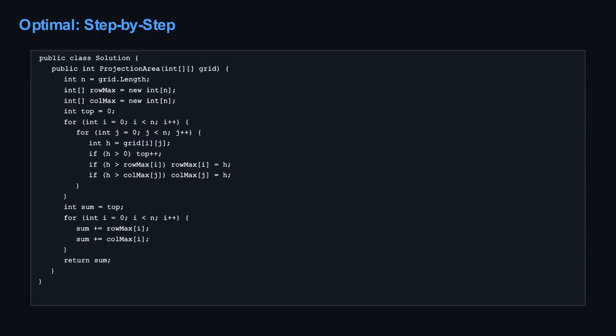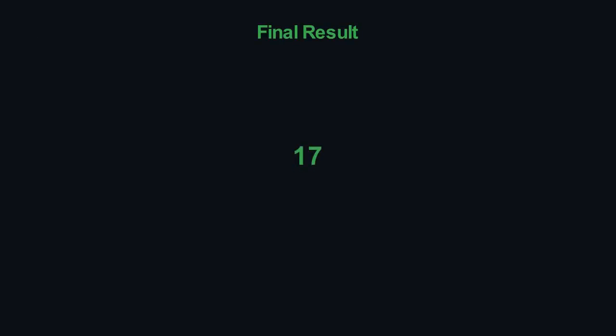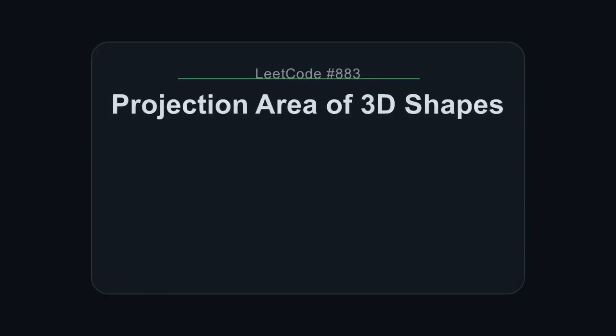The algorithm returns 17. And there's our final result, 17, which matches the expected total projection area for the example grid. You'll spot this pattern when a problem gives you a grid of heights and asks for the sum of top, front, and side views, or any time you need row and column maxima together with a simple cell count.